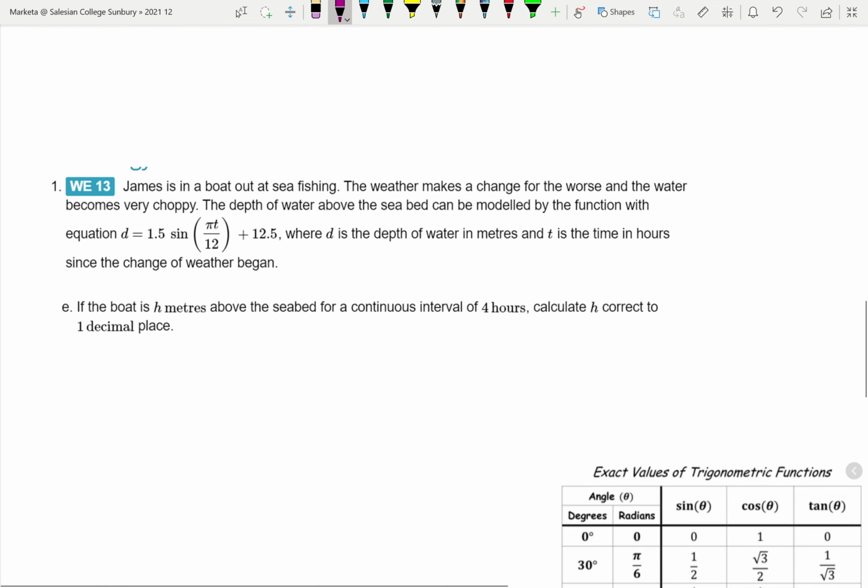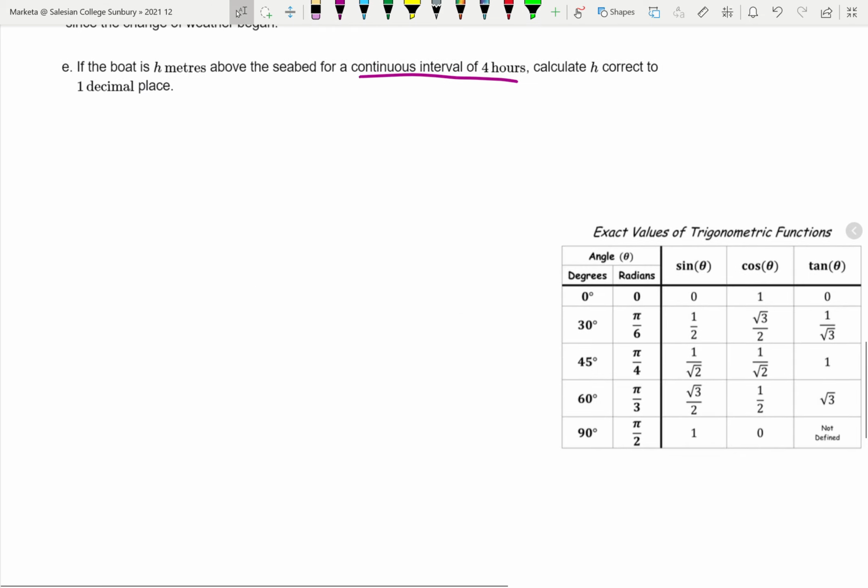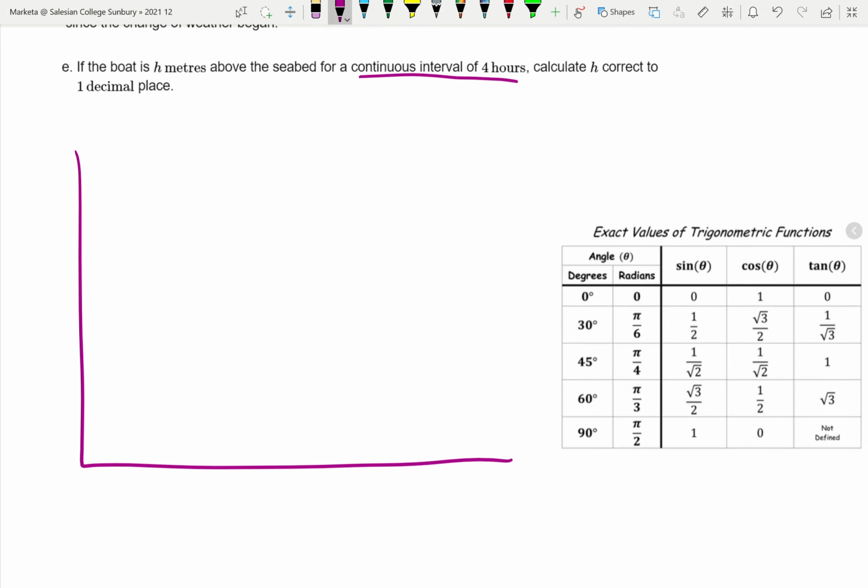And we're on to part E. I believe this one's a little bit more tricky. If the boat is h meters above the seabed for a continuous interval of 4 hours, calculate h. So let's think. I'm going to draw this graph again here so we can analyze it a little bit better. So that was 11, we had 12.5, and we had 14. And it was a sine graph.